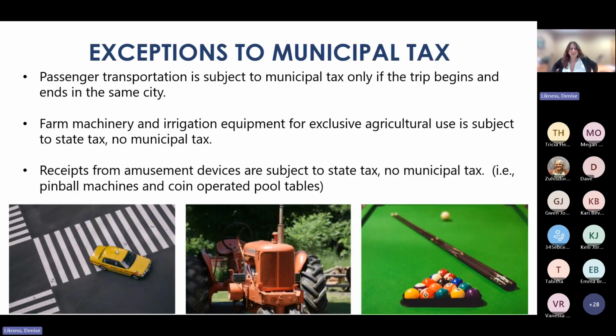There are exceptions to city tax. Passenger transportation is subject to city tax only if the trip begins and ends in the city. An example of that is taxi cabs. If you take a taxi cab, that fee that they charge you is subject to state and city tax because you're going to and from in the same city.